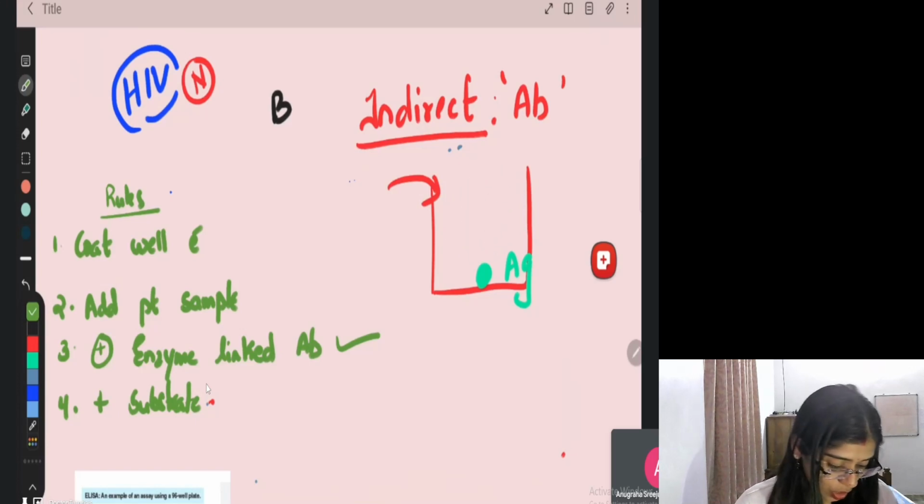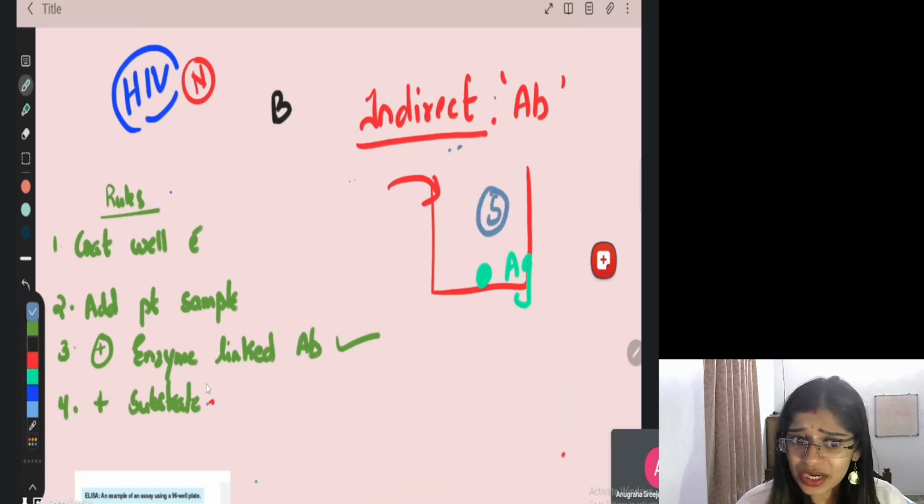Clear? Okay. Now the fourth step is what? I am adding a substrate. Now to break down the substrate, do I have an enzyme here? No, I don't have an enzyme. So will the substrate be broken down? No, the substrate will not be broken down. Will there be color formation if the substrate is not broken down? No, there is no color formation.